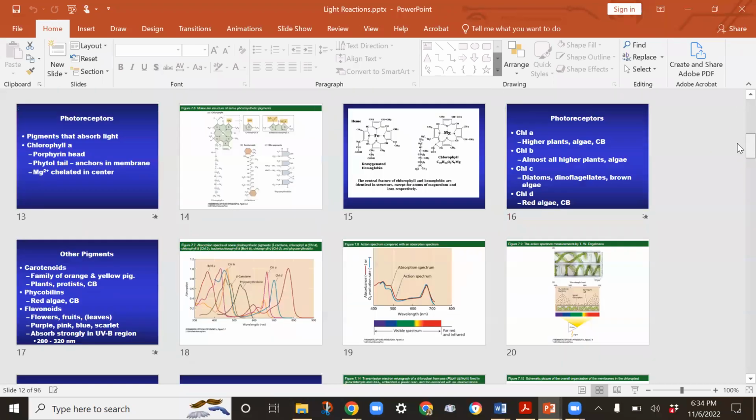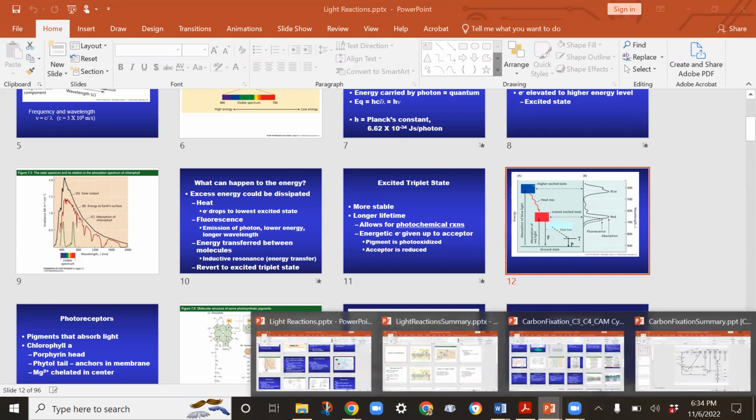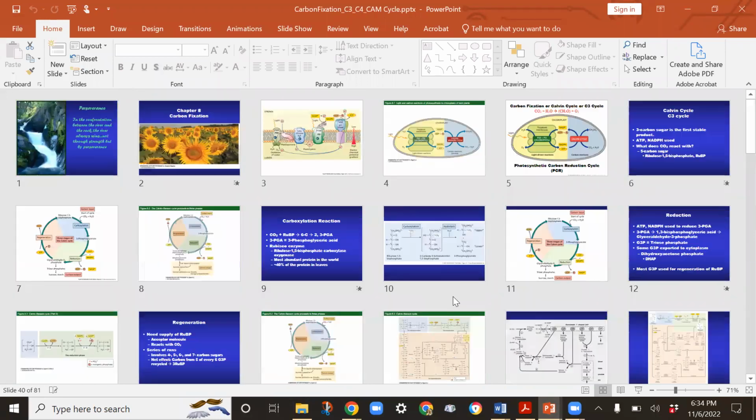Should we shift over to the carbon fixation? Okay, let's go there. We can always come back to this, but I want to make sure we have enough time to cover the carbon fixation.